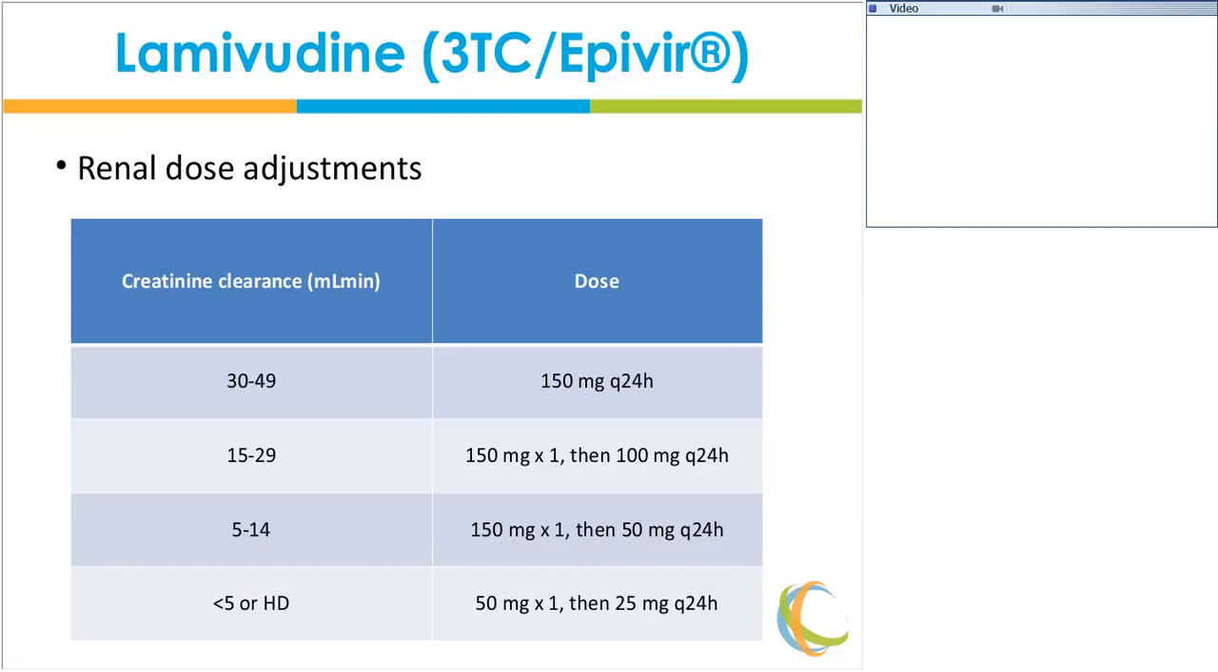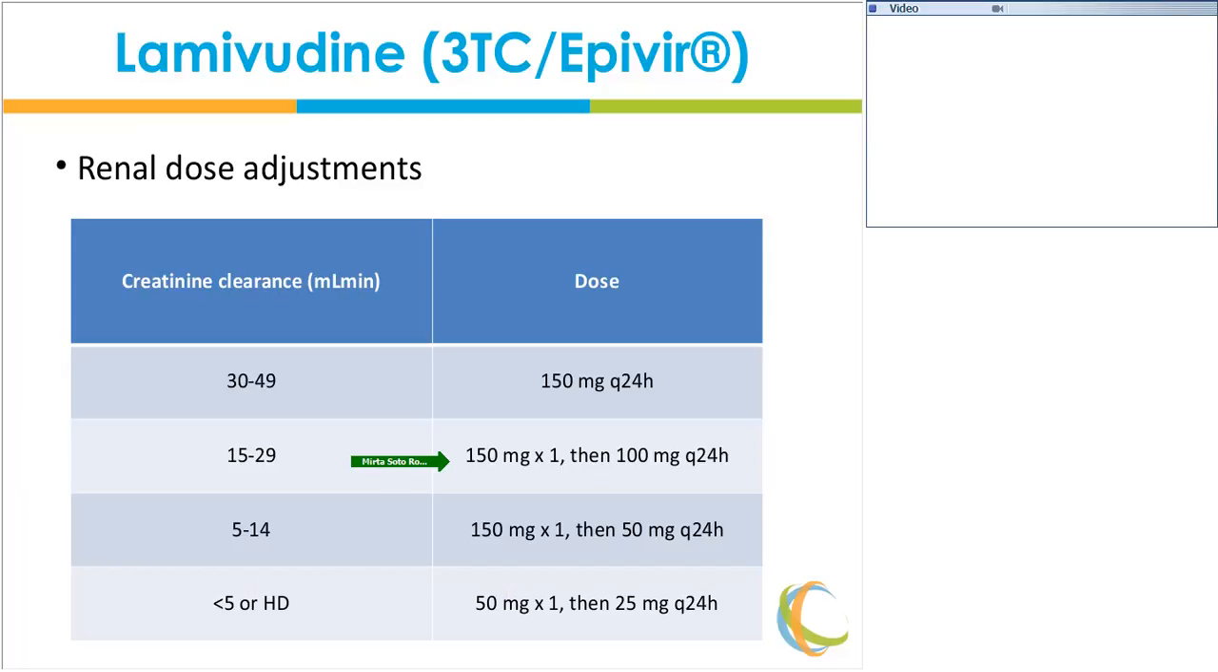The renal dose adjustments for lamivudine are more straightforward than the other medications we have discussed. Once a patient's creatinine clearance is below 30, a one-time loading dose of this medication is given, followed by a lower maintenance dose. Please note that the frequency of the medication does not change despite worsening renal function. The patient will still take this medication daily.